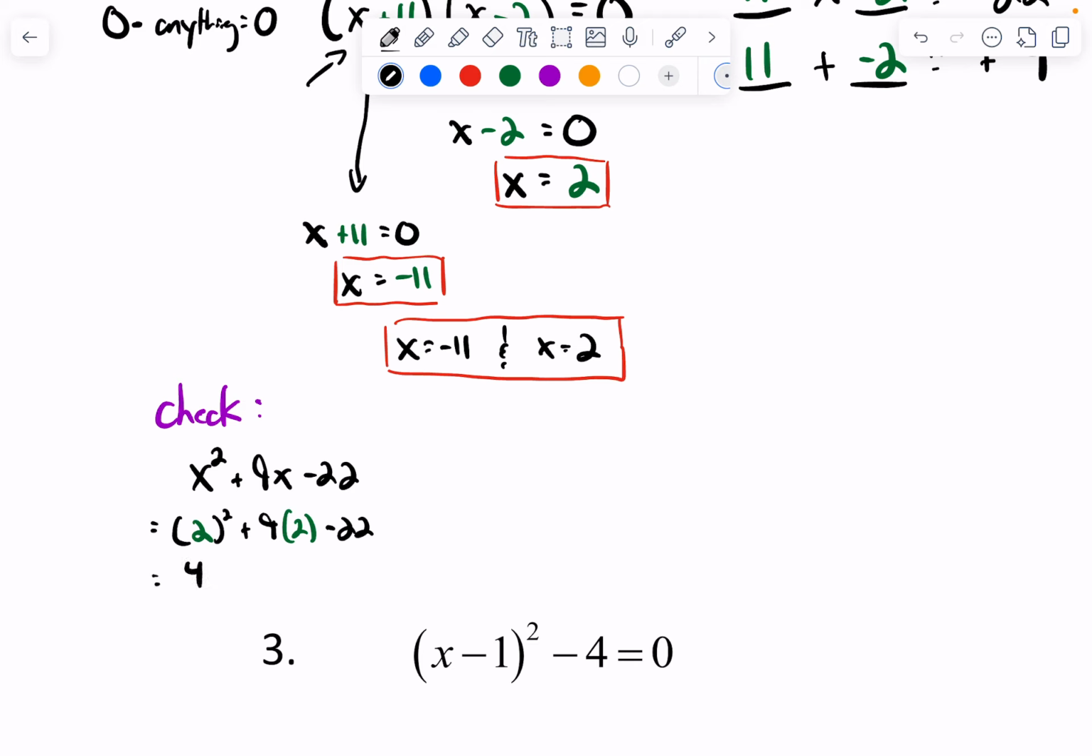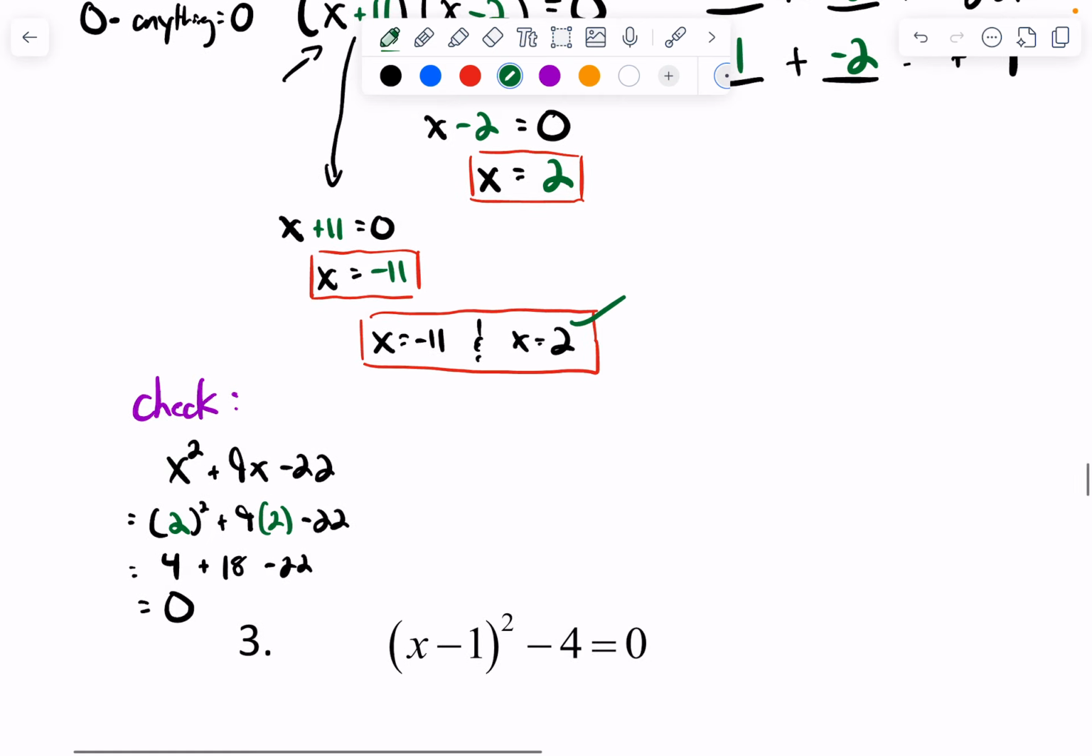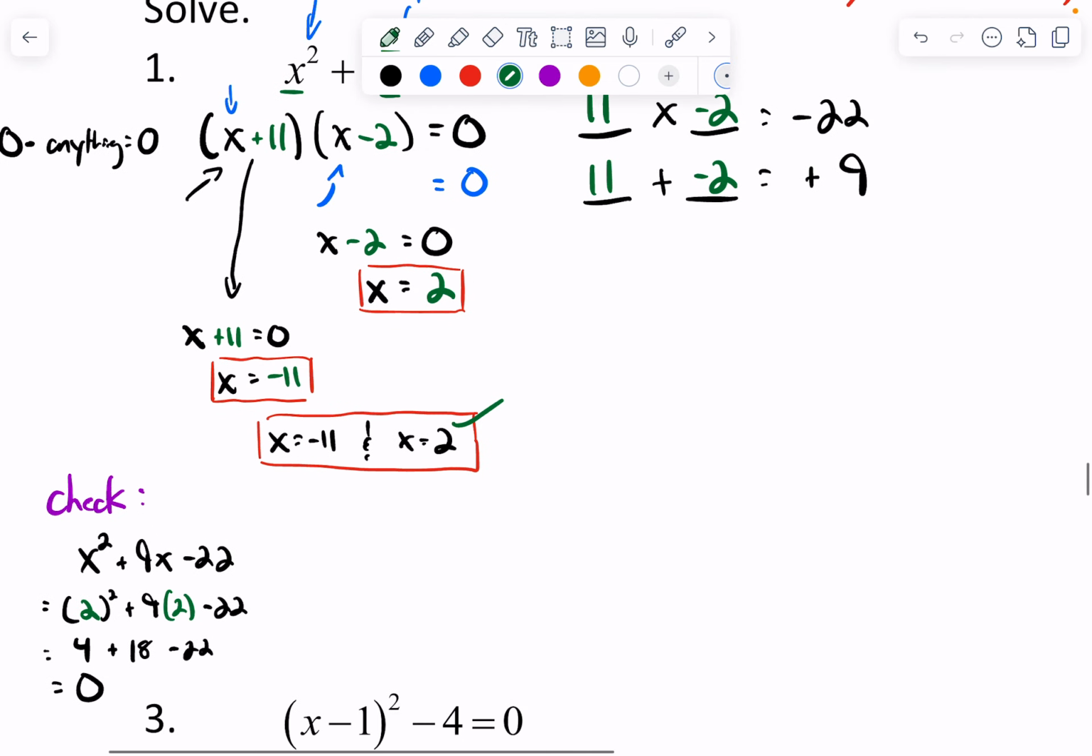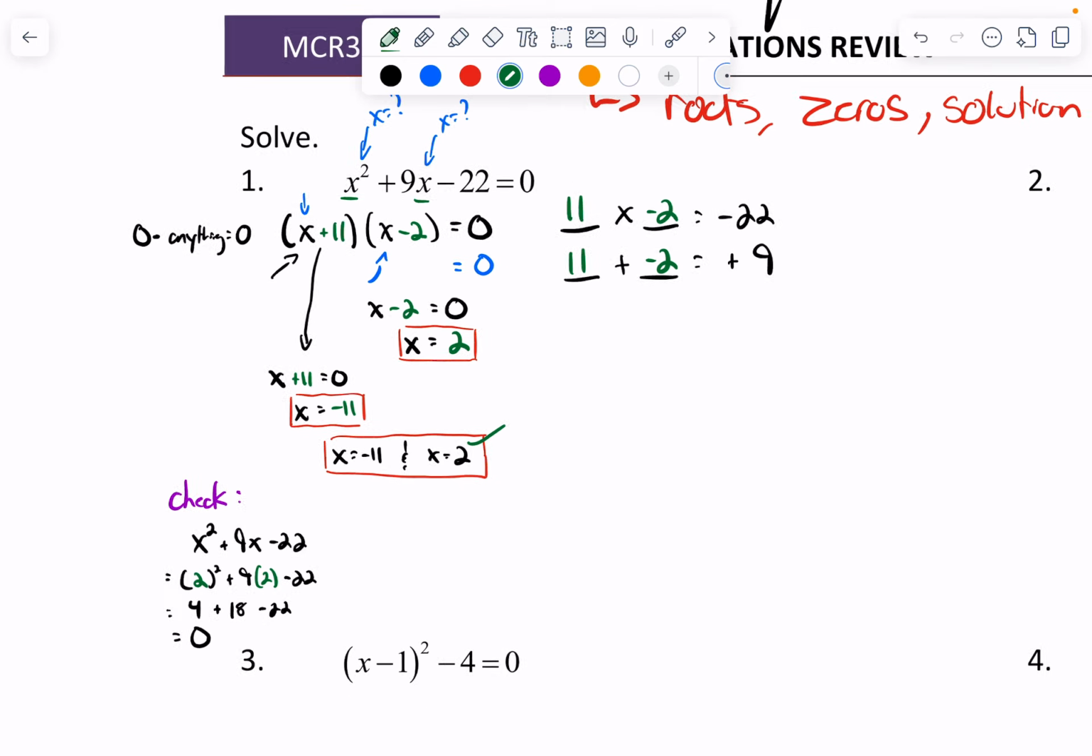Well, that's going to give us 4 plus 18 minus 22. All of that equals 0. So yes, that's a 0. That results in the y value giving you a 0. And if you do the same for the negative 11, you would also find the same thing, okay? So that is what the goal is. We are finding values that result in the quadratic equaling 0.